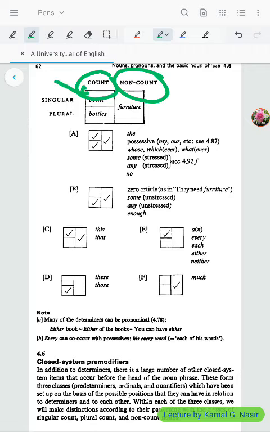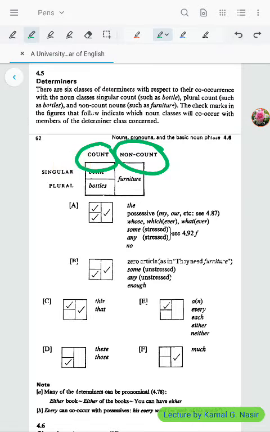Countable nouns are nouns which can be counted, and they are classified into singular and plural. The non-countable nouns always take one form. They cannot be pluralized. They take the form of the singular, and they have the meaning of the plural sometimes. They cannot be singular or plural. They are not decided. They take one form only.